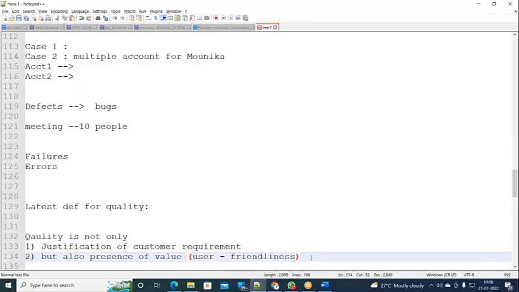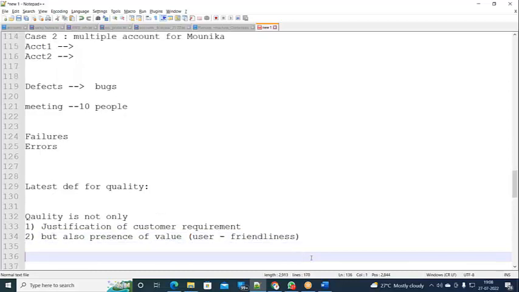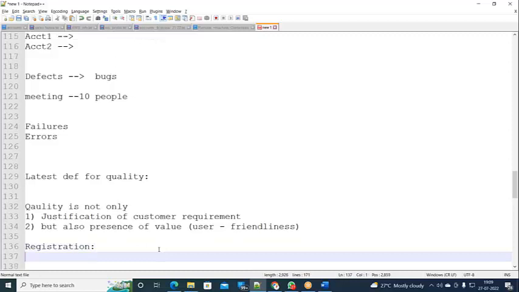So it is user friendliness. It has to be user friendly, then only you can use it. Kumar sir, I understood what customer requirement is. Give me an example for user friendliness. Generally, did you ever register with any website? Did you do any registrations with any website? Yes, sir.